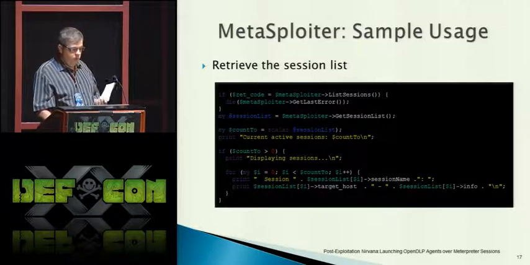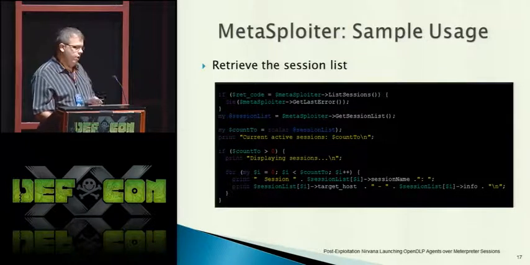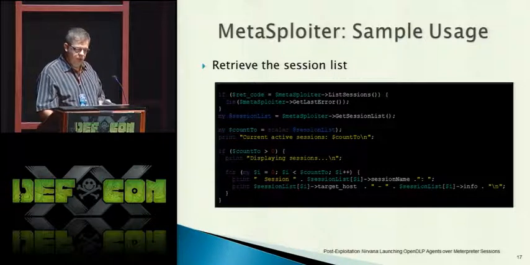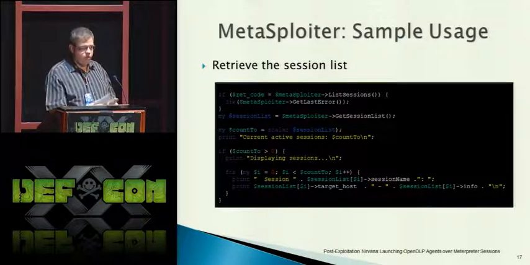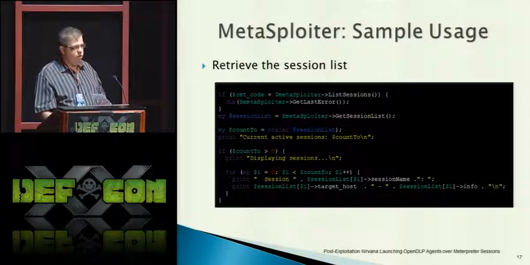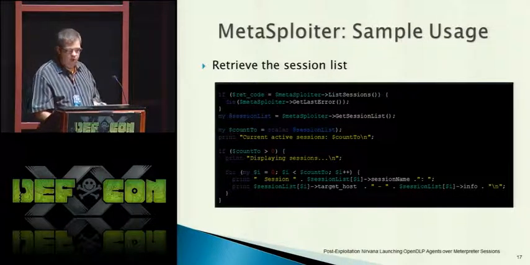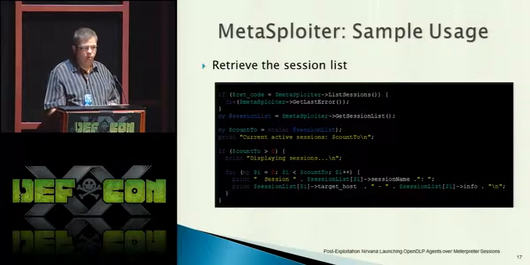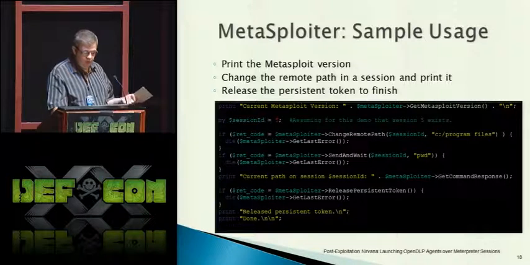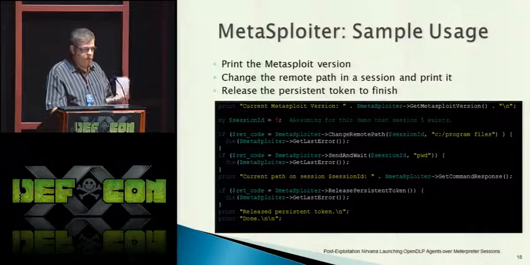I also created a list sessions method, which will list all the sessions on the Metasploit system, and get session list will return that list as an array of hashes. And this code here just walks through that array and prints out the IP address and some info about the host. I have a method get Metasploit version, which will get the current Metasploit version, obviously.